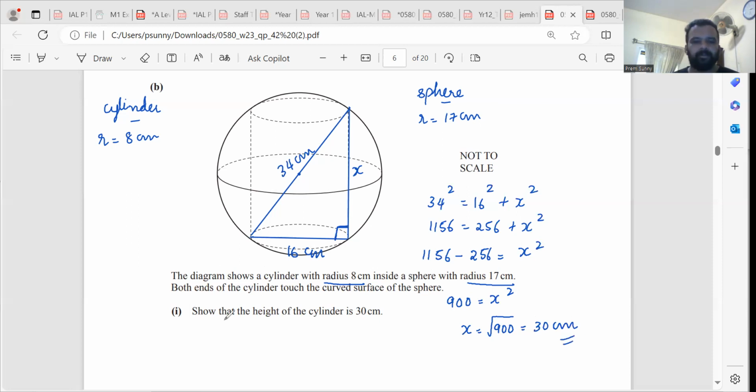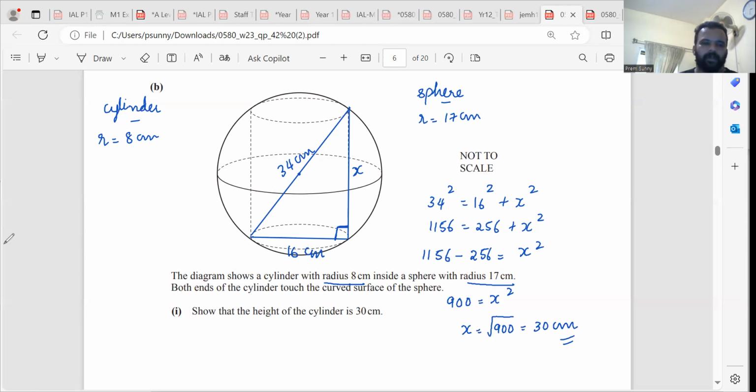So we proved that the height of the cylinder is 30 centimeter. Here we used Pythagoras theorem. Using the cylinder's radius of 8, the diameter of the cylinder is 16. The sphere radius was given as 17, so the diameter of the sphere is 34. We get a right angle triangle, so we use Pythagoras.